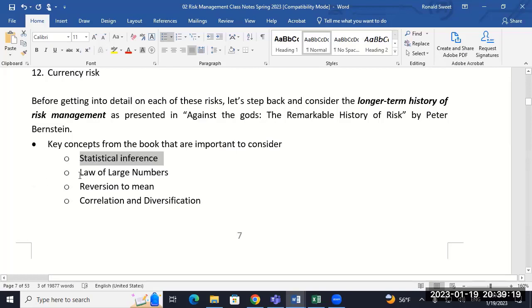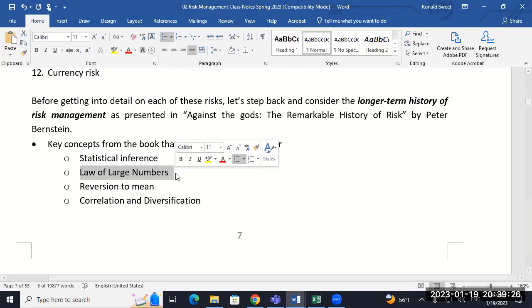The next one is the law of large numbers. Y'all remember that one? The law of large numbers means the larger your sample size, the more likely you are to get the population correctly. There's actually one theory, from one of the Bernoulli brothers, that says if you get a large enough sample size, there's no risk.